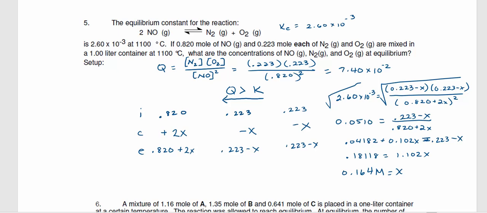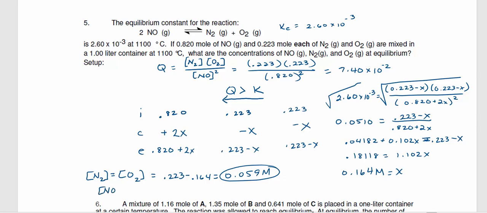Now, that is not the answer, though. We need to keep going. So this is my x value. What are the concentrations? Well, the concentration of N2 is going to be equal to the concentration of O2, which is 0.223 minus 0.164. And that value is 0.059 molar. So those are the concentrations of N2 and O2. The concentration of NO, on the other hand, is going to be 0.820 plus 2 times x, which is going to be 1.15 molar.